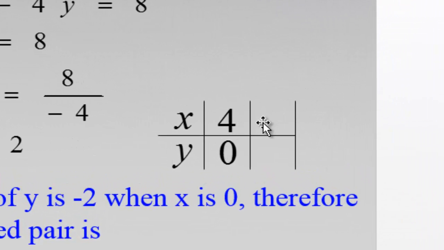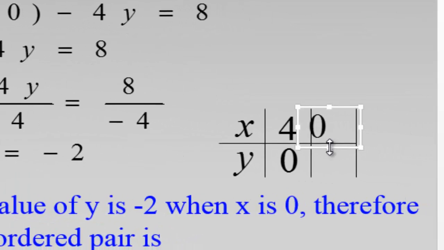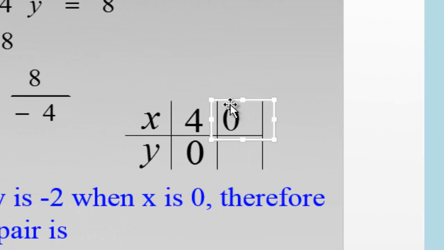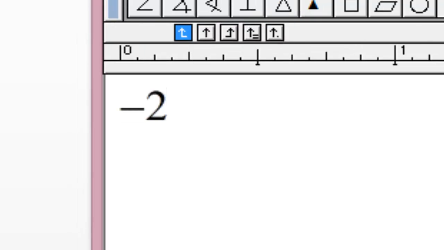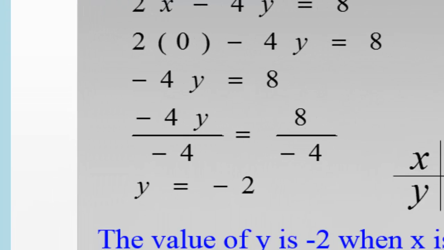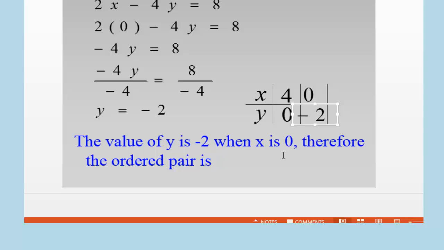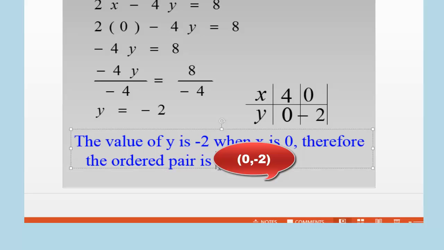Write again the result on the table of values. If x is 0, y is negative 2. The value of y is negative 2 when x is 0. Therefore, the ordered pair is 0, negative 2.